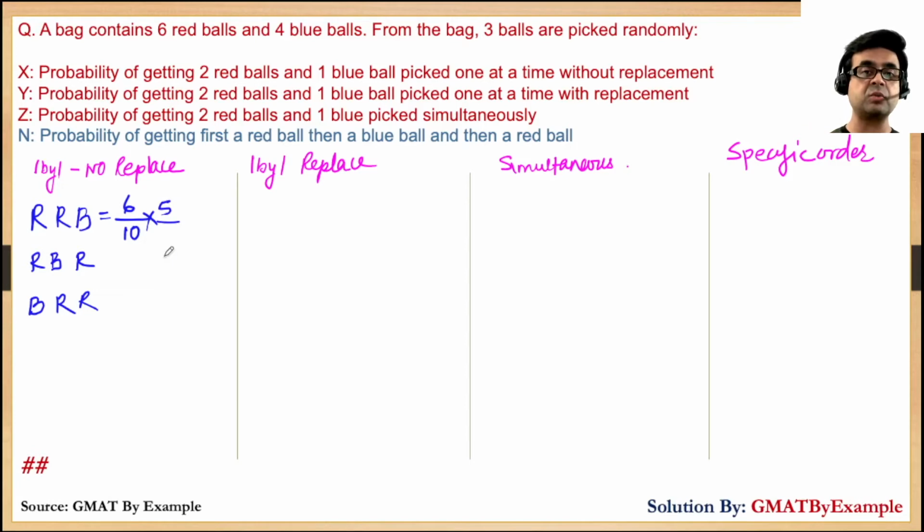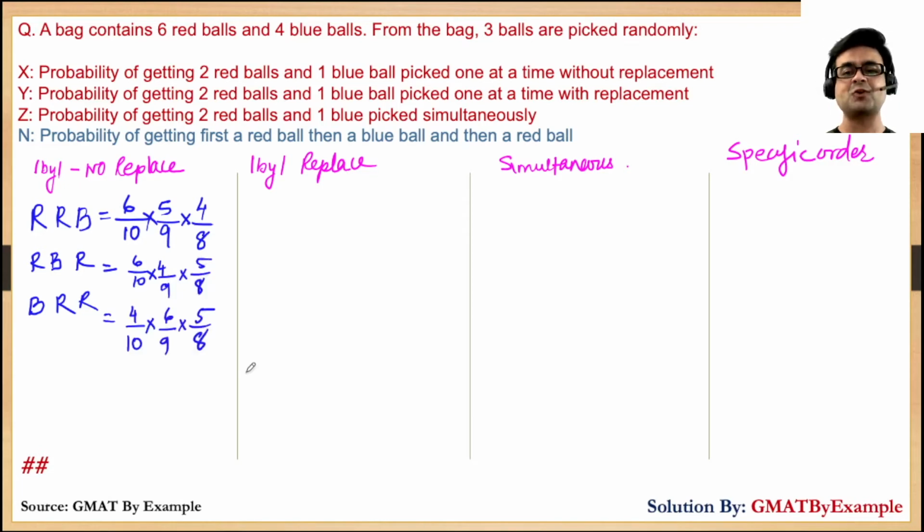Since the total number of balls has also reduced, because we have not done a replacement, it would be multiplied by 5 by 9. And finally, we want to pick a blue ball out of the 4 blue balls available to us, but the total number of balls at this time is only 8. Similarly, you can quickly do these two: 6 by 10, 4 by 9, and 5 by 8. So one thing you should be able to quickly notice, even though I have changed the orders, and these are separate events, so they cannot actually happen at the same time, the probabilities would have to be added up. The numerators are 6, 5, 4 and the denominators are 10, 9, 8.